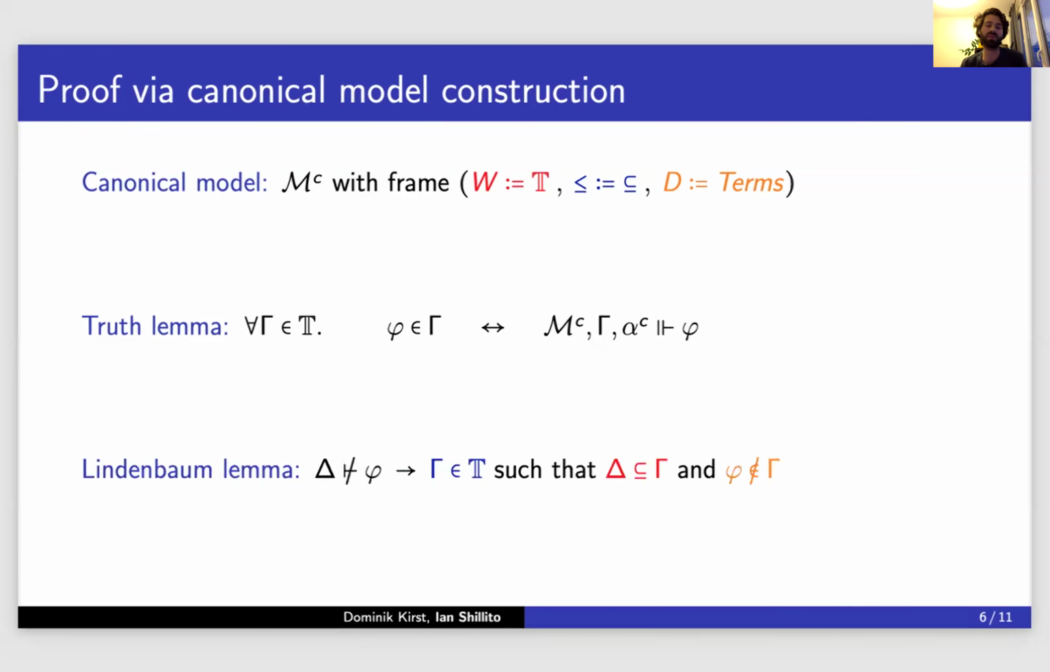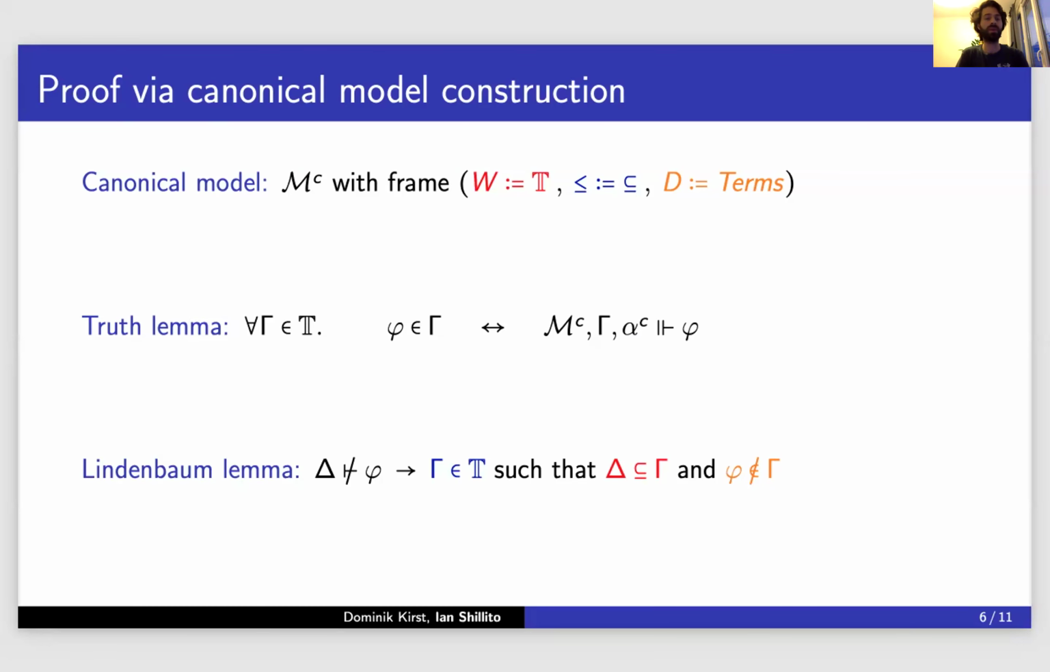And the last element is that we want to be able to project any consecution delta phi, which is not holding, into one of these theories. So we want to generate from the non-holding of the consecution delta phi a theory gamma such that delta is included in gamma, meaning that all of the formulae in delta will be true in the point in the canonical model corresponding to gamma, but also making sure that phi is not included in gamma itself, meaning that phi will also be false at this very point. So we would then have a witness to the non-holding of the semantic entailment.